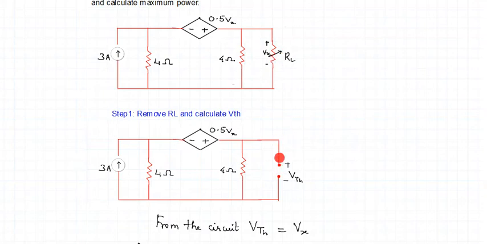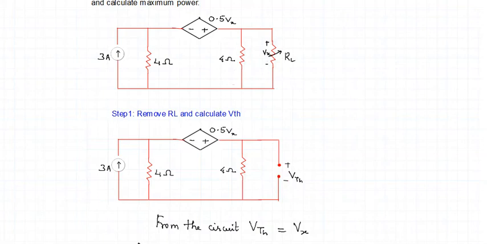VTH is the voltage which is measured at these terminals, and Vx is also the voltage at these two terminals. So Vx is nothing but VTH. We clearly understand here that Vx is the voltage measured at these two terminals, and VTH is the open circuit voltage when we remove the load resistance. So VTH measured at these two points is nothing but the Vx voltage. So we understand from the circuit that VTH is nothing but Vx.